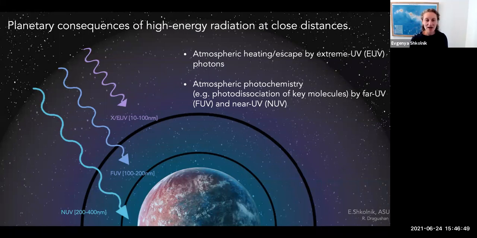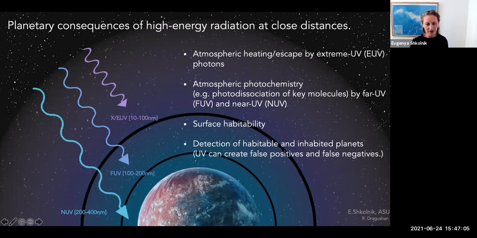We also care about atmospheric photochemistry because UV photons photodissociate the key molecules we're looking for. If you're looking for biosignatures in these planets, you have to understand what the far UV and near UV are doing to the molecules of interest. And of course, both these things will affect the surface habitability of the planet and the detection of any biosignatures, because it turns out that there is a pathway where the UV can create both false positives and false negatives of biosignatures in Earths around M stars.